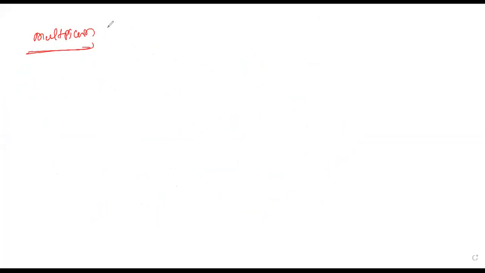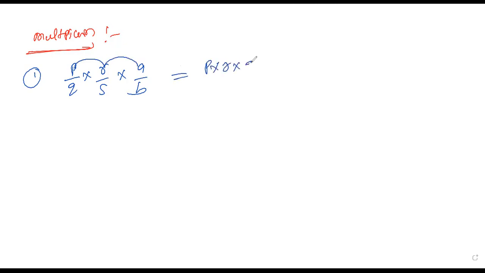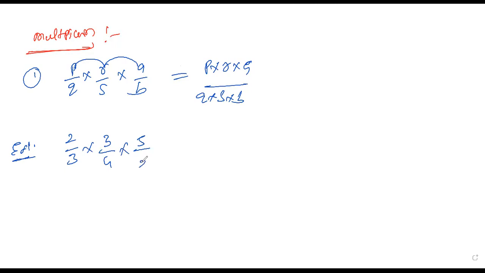Let me go for the multiplication first, and take one example problem to explain. Let us take p by q, r by s and a by b. These are the rational numbers we need to multiply. When you multiply, multiply all the numerators and all the denominators: p into r into a by q into s into b. Like this you multiply. Let us take one example, 2 by 3, 3 by 4 and 5 by 2.